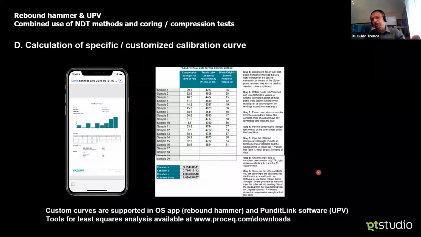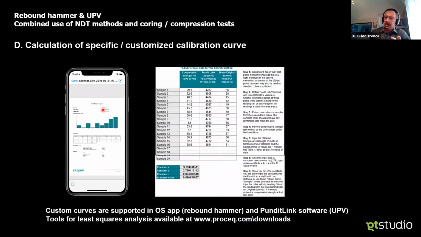This was a very simple sheet, hyperbolic curve. Other curves are possible. If I move into the SonReb approach, I might have to deal with strength as a function of two variables. No reason to panic. Nowadays, even if you're not a MATLAB expert or an Origin practitioner, there are standard tools that can be used, and I went and checked. PROCEQ itself can support calculation of the curves and the handling of those curves into the instrument.